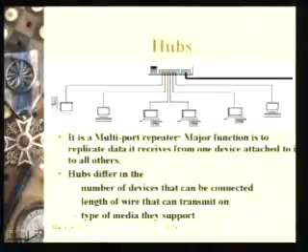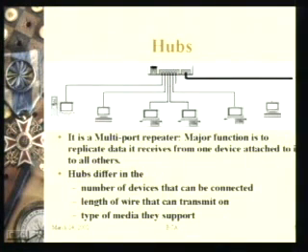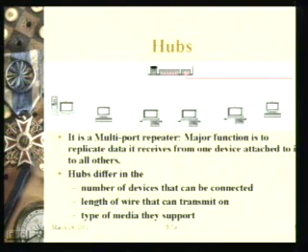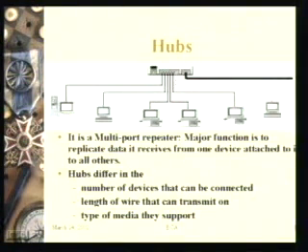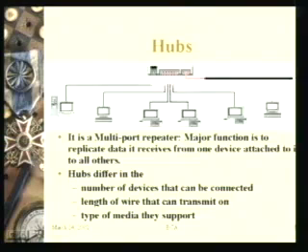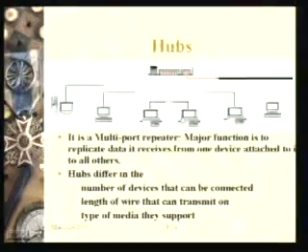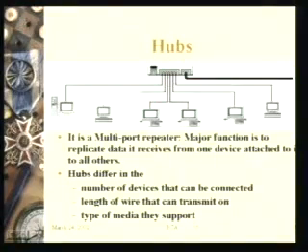Hubs. Now hubs are the key thing which you will find in any organization. What is a hub? It is a multi-port repeater. Its major function is to replicate data it receives from one device attached to it and communicate it to all. Hubs differ in the number of devices that can be connected, the length of wires they can transmit on, and the type of media they support. You can visualize in this particular hub that data first comes from one particular terminal and then is broadcast to all others. Now this is the property of the hub.